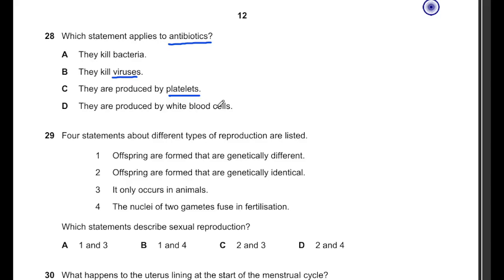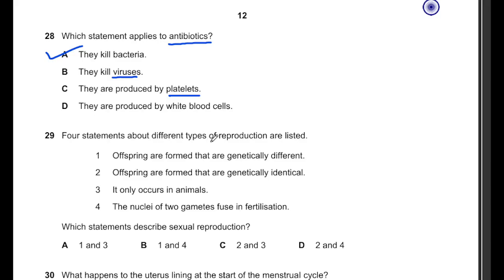They are produced by white blood cells. Antibiotics are drugs, so they can never be produced by the WBC. Antibodies they will be. Antibiotics are different. You may get confused. Antibiotics are drugs that we consume, whereas antibodies are naturally prepared by the WBC. So that is something which kills the bacteria, right?